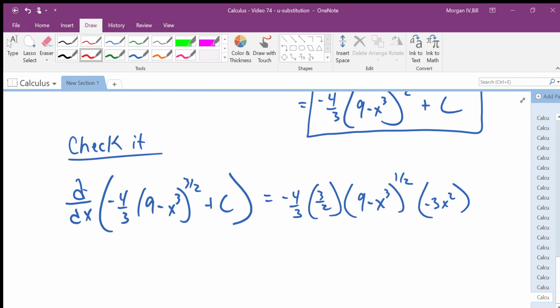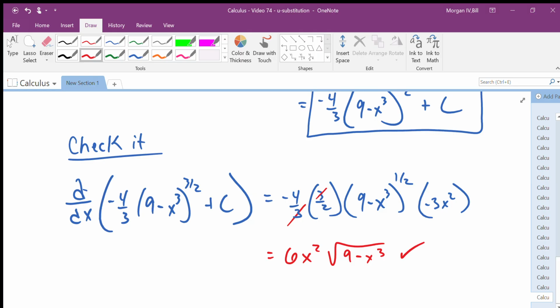Okay, I see here that the 3 here and the 3 here cancel. Negative 4 divided by 2 is negative 2. Negative 2 times negative 3 is positive 6. I also have the x squared. And the 1/2 power is a square root, 9 minus x cubed, which is exactly what we started with. So yeah, this was the correct antiderivative.